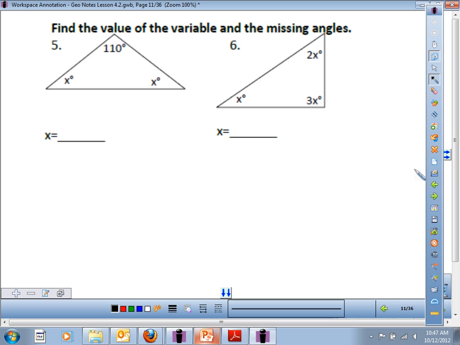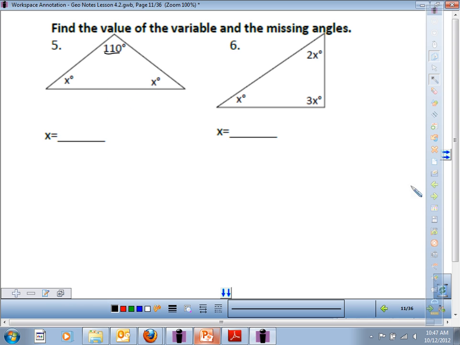All right. Find the value of the variable. Now what we're doing here is we're looking for x, and then we want to find all the missing angles. Because if we look at this guy, we know we have a 110 degree angle. We're missing these two, so we're going to find x, and then we're going to go back and find those two, which are actually the same. And we'll just put them in the drawing. All right, so let's start setting this up.